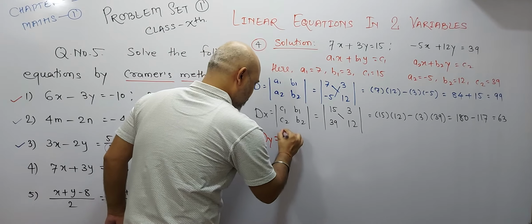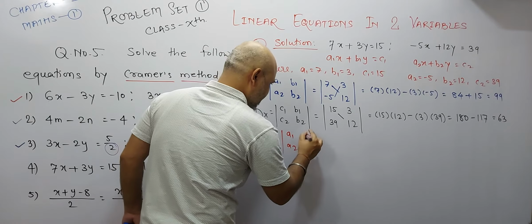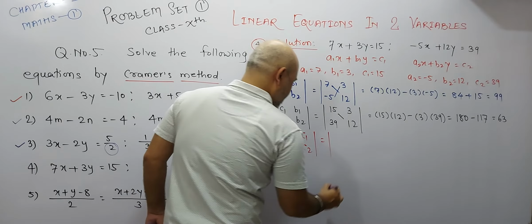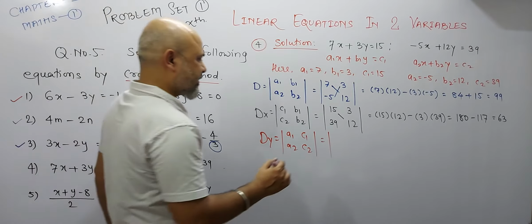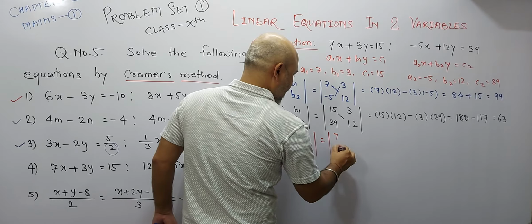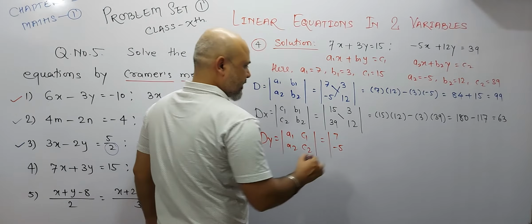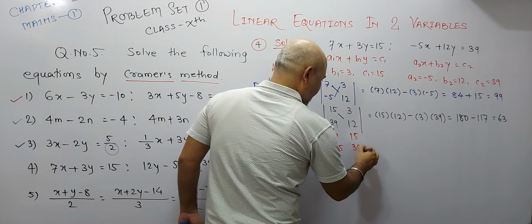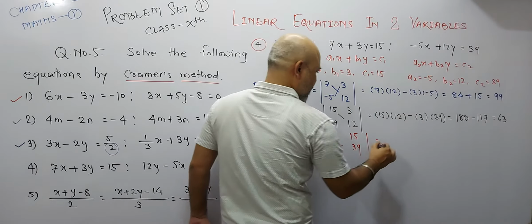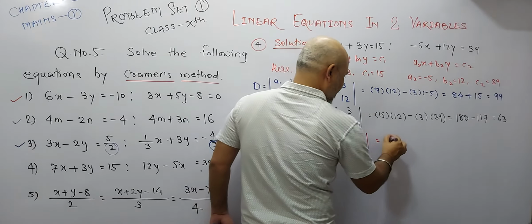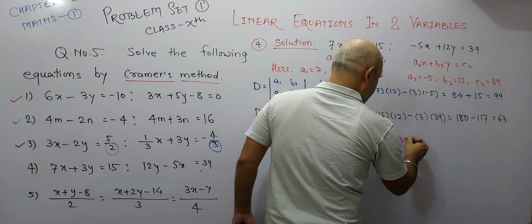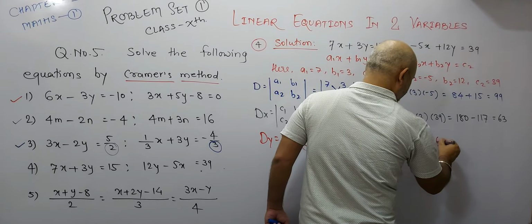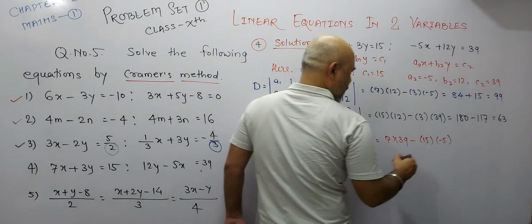So dy: a1, a2 will be as it is. b1 and b2 will be replaced by c1 and c2. So write the value of a1, a2. a1 is 7, a2 is minus 5, c1 is 15 and c2 is 39. And now you will just cross multiply, 7 multiplied by 39, and then you will get minus sign, 15 multiplied by minus 5.